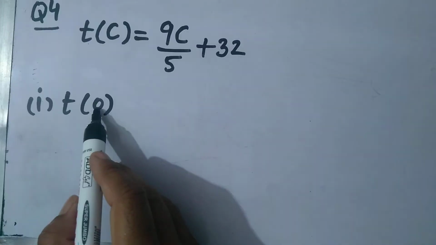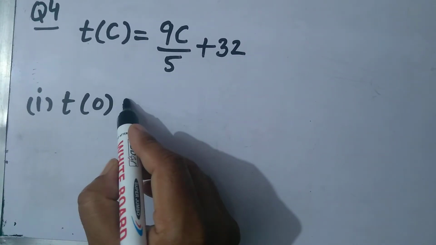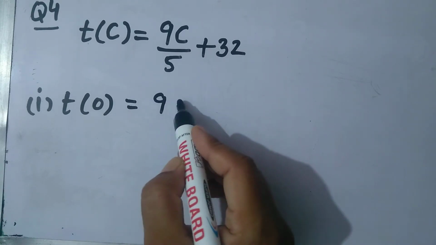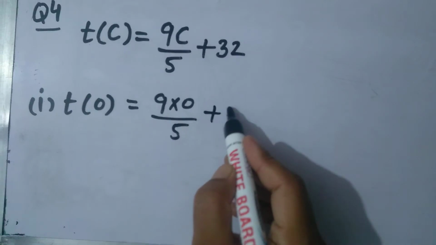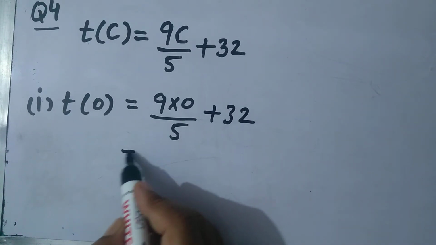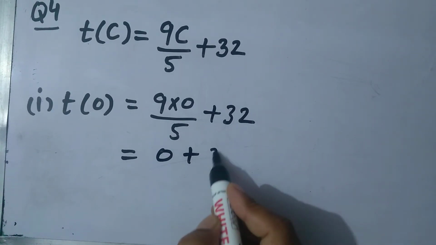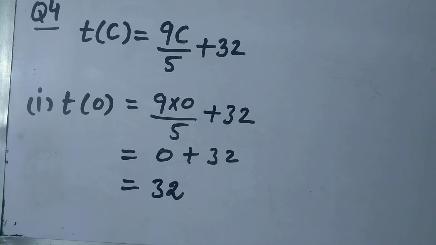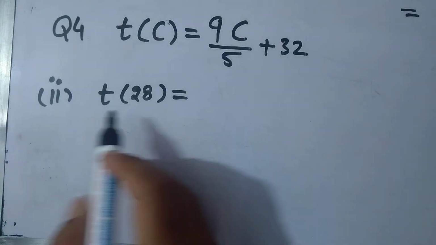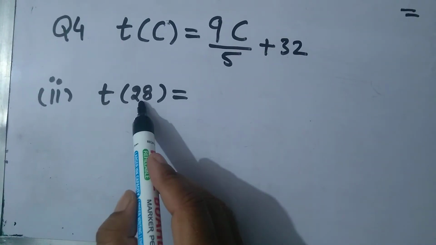Finding T of 0 means put C is equal to 0 in right hand side. 9 into 0 upon 5 plus 32 is equal to 0 plus 32. Answer is 32. Now our next part is T of 28.